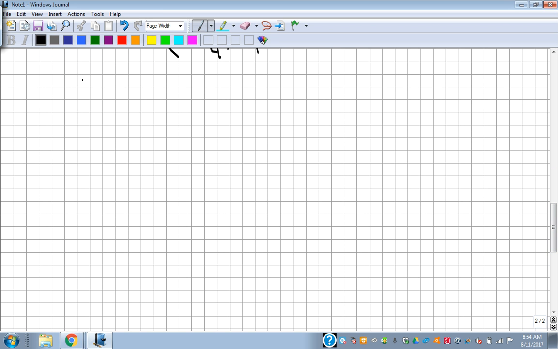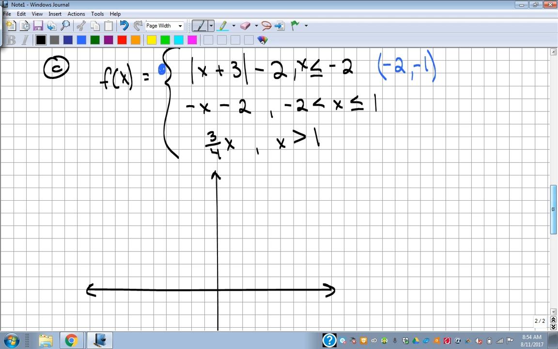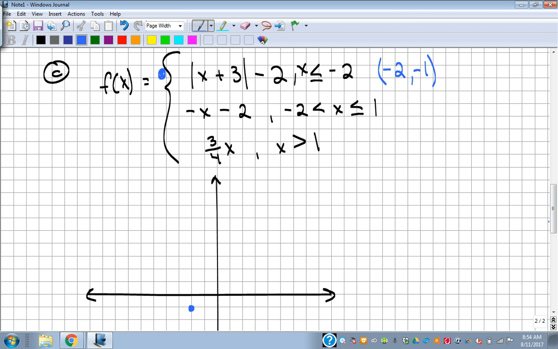So I'm going to draw my coordinate plane. I got 3 pieces, so I'm going to draw this one just a little bit bigger because I feel like it may need to be. Okay. And I'm going to go to that point, negative 2, negative 1. Do I put a filled-in dot or open circle? Filled in this time because it's equal to, right? So negative 2, negative 1. And then what do I know about the absolute value graph of absolute value of x plus 3 minus 2? Where's the vertex for that?